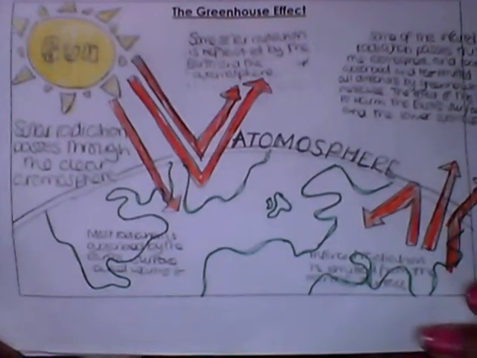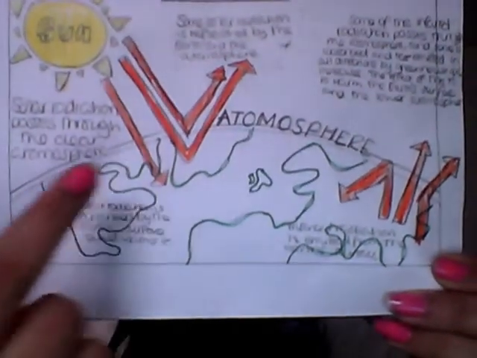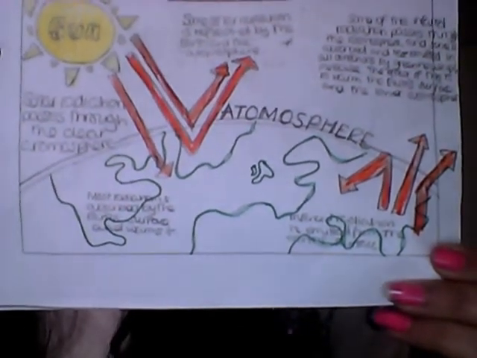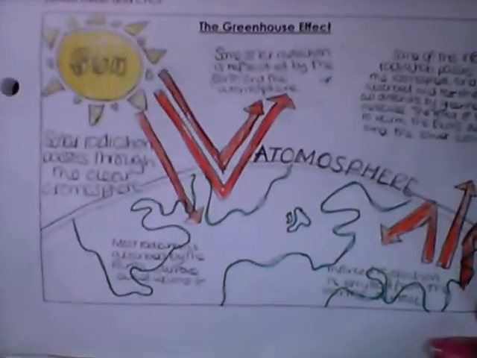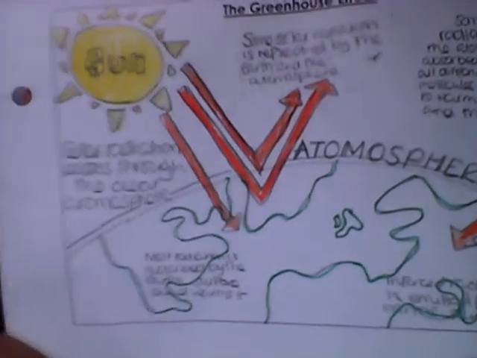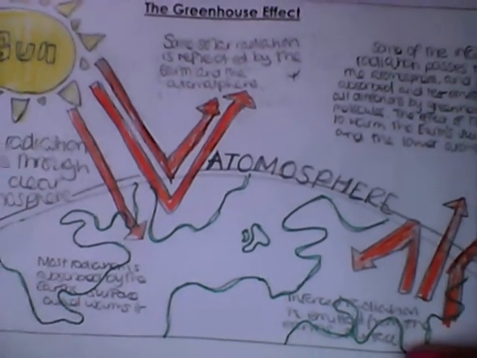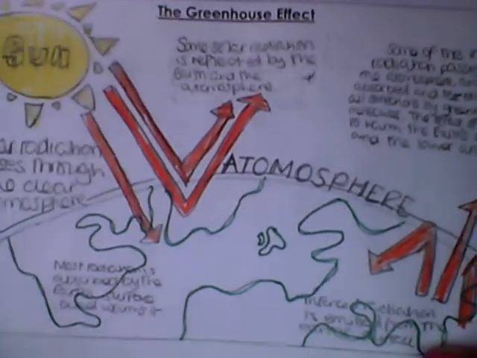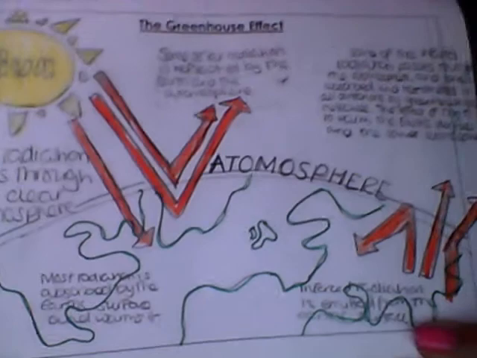Okay, that's very good. It's time for the processes of the greenhouse gas effect. So first, you get the solar radiation. It passes through the clear atmosphere, as you can see on the diagram. Most of the radiation is absorbed by the Earth's surface, and it warms the surface up. Now, some of that solar radiation is reflected by the Earth and the atmosphere. Some of the infrared radiation passes through the atmosphere, and some is absorbed and re-emitted in all directions by greenhouse gas molecules. The effect of this is to warm the Earth's surface and lower the atmosphere. Infrared radiation is emitted from the Earth's surface.